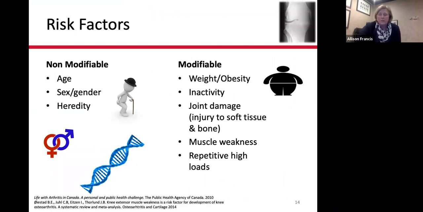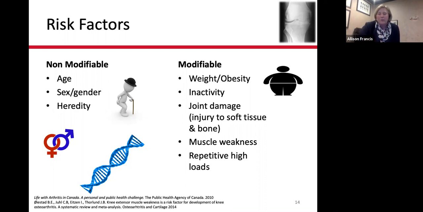So what causes osteoarthritis? Well, there's a number of different things, but some of the things that put us more at risk, we put into two categories: the non-modifiable, or things that we can't really change, and then modifiable risk factors. So the rate of osteoarthritis will increase with age. Although we know that people in their 30s and 40s certainly do have osteoarthritis, we start to see a sharp increase after age 50.